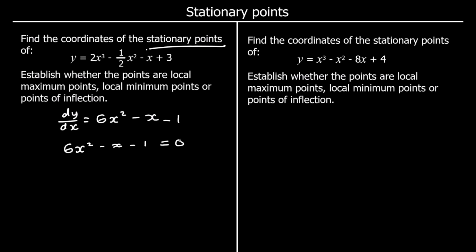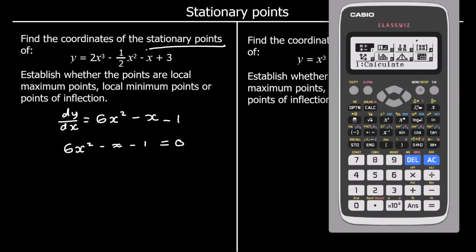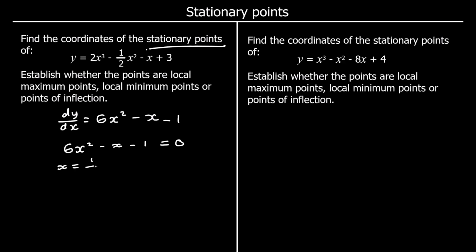How can we solve it? We could use the calculator, or we could factorize. Let's use the calculator. So menu, equation or function, polynomial, degree 2, so 6x squared minus 1x minus 1. So we've got 1/2 and minus 1/3. So x is equal to 1/2, x is equal to minus 1/3. We wanted the coordinates, so we need the y coordinates as well. So to get those, we have to substitute in x into our equation.